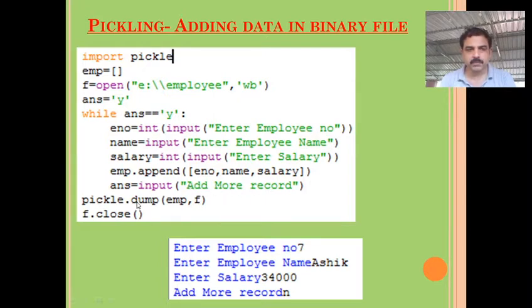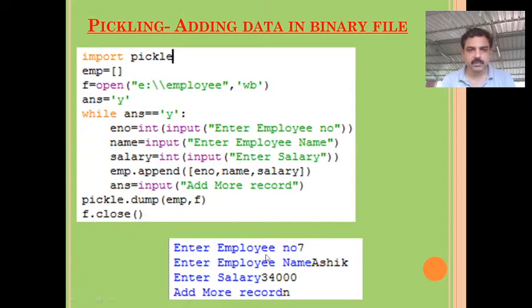pickle.dump is used for storing. Emp is the list and f is the file object, which refers to the file. So the emp data that we entered, which is a list, will be stored in f. This is how we can add records to a binary file. Here the pickle module is used, and after everything is over we need to close the file.